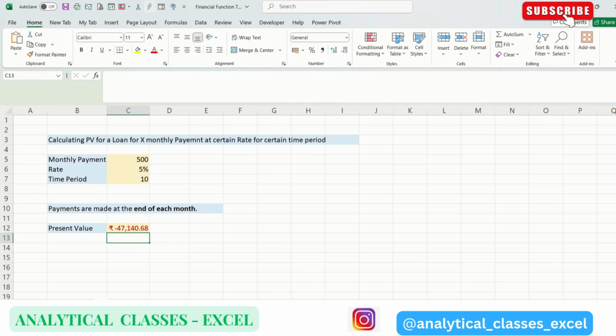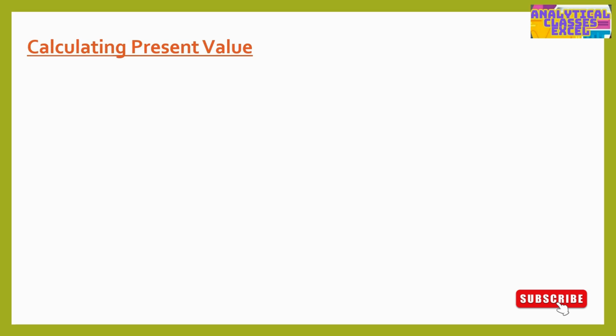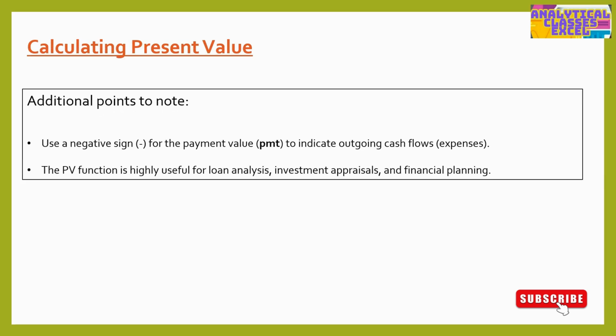47,140.68. So this is the present value for a loan which has a monthly payment, EMI, of 500 with 5% rate and 10 years of time period. Some additional points about the PV: use a negative sign for the payment PMT to indicate outgoing cash flows so that the present value amount which you get after all the calculations is positive.